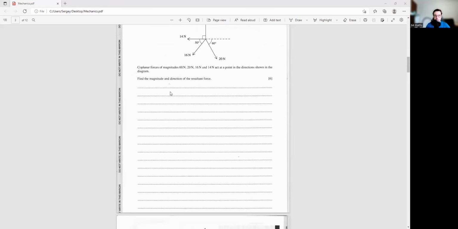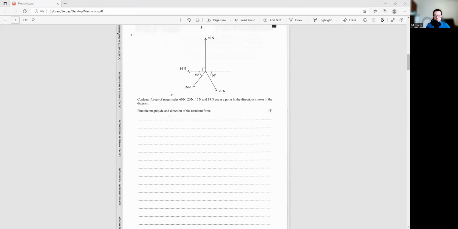Question 2. Okay, so we're looking for the magnitude and the direction of the resultant force. It's a very typical question, and normally we'll have to split all the forces into x and y direction. So I'm going to draw x and y axes. It's going to be my x-axis, and that's my y-axis.